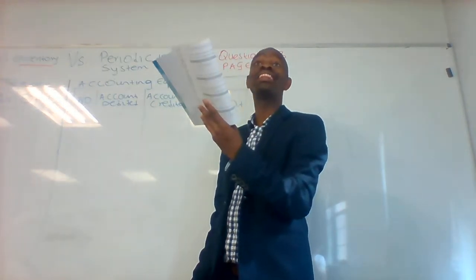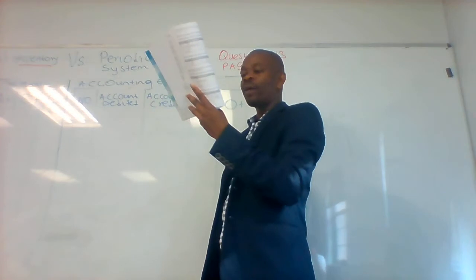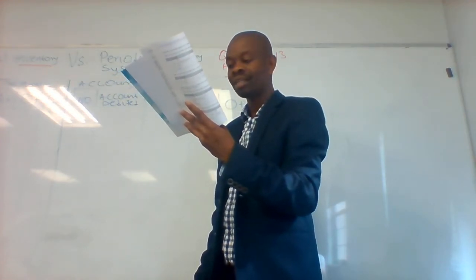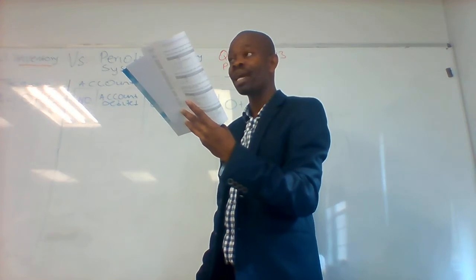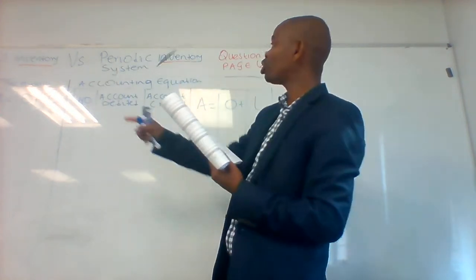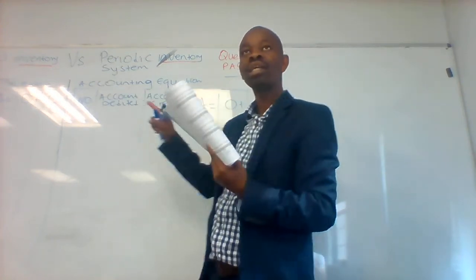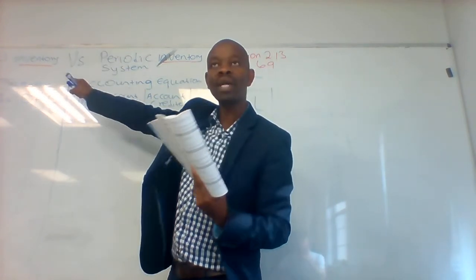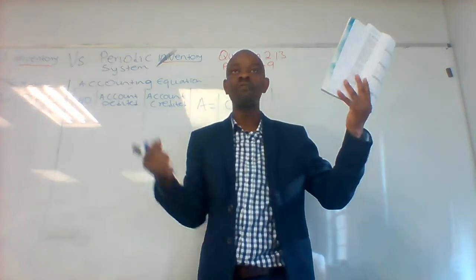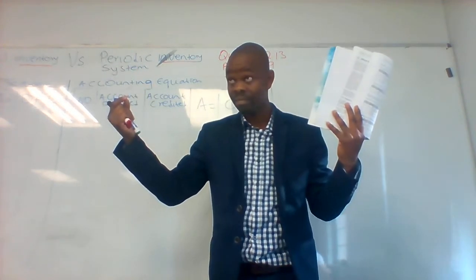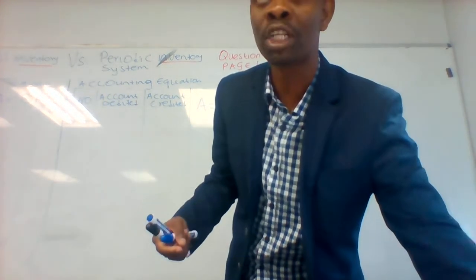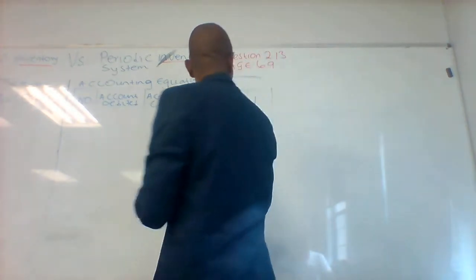On the 13th, purchased inventory on credit for 18,000. Okay. Now, according to this exercise, they want you to have account equations under both perpetual and periodic, so that we can see the differences and the similarities. Let's start with a perpetual system on the 13th.